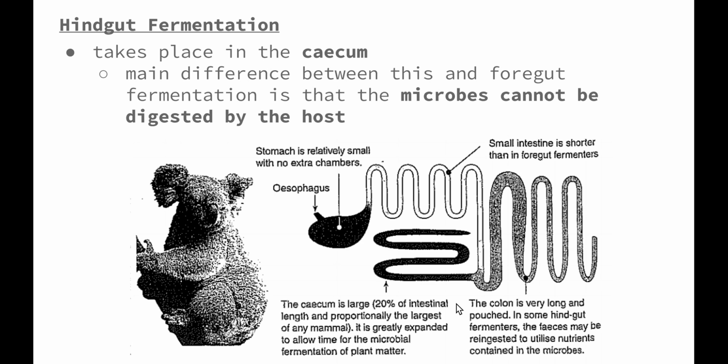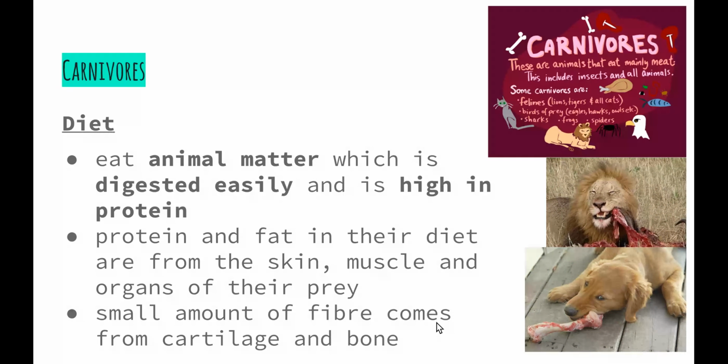It's greatly expanded because this is where microbial fermentation takes place. So the microbes are stored within this area here rather than the stomach. And the colon is very long and pouched, so it has a very high surface area. In some hindgut fermenters, the feces may be re-ingested to utilize the nutrients contained in the microbes. By increasing the length of the cecum and the colon, we can make sure that the koalas are extracting as much nutrient as possible from their food, and that these microbial fermenters help in the breakdown of the plant material.